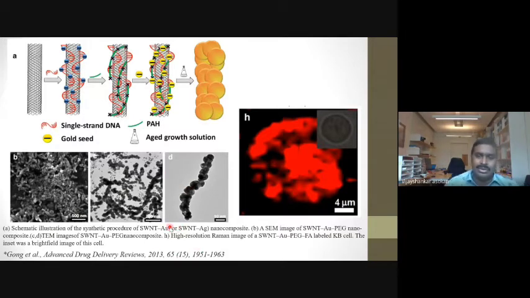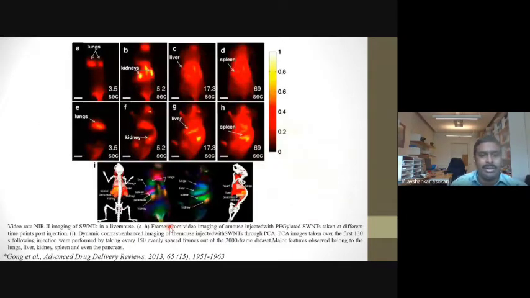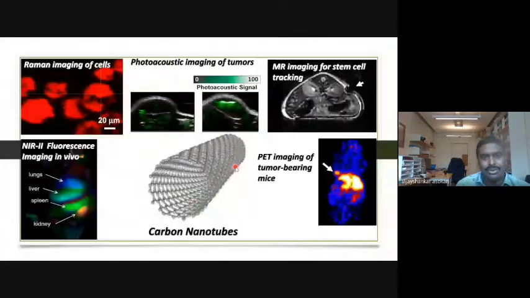This is now used for cell imaging or fluorescent imaging. We can also use it as a Raman imaging tool. This is one of the live mouse images, which was infected. The injection was done with polyethylene glycolated single-wall carbon nanotubes, taken at different time points post injection, through the lungs, kidneys, liver, and spleen. This helps identify the infected regions, and fluorescence imaging or Raman imaging can be used.